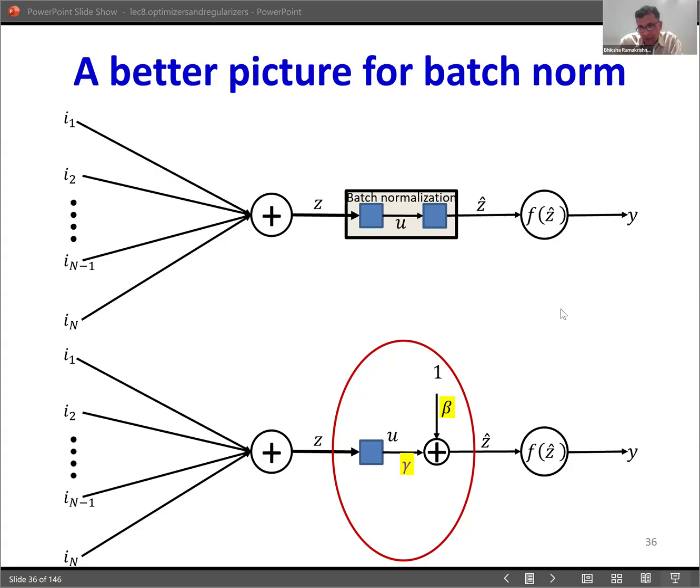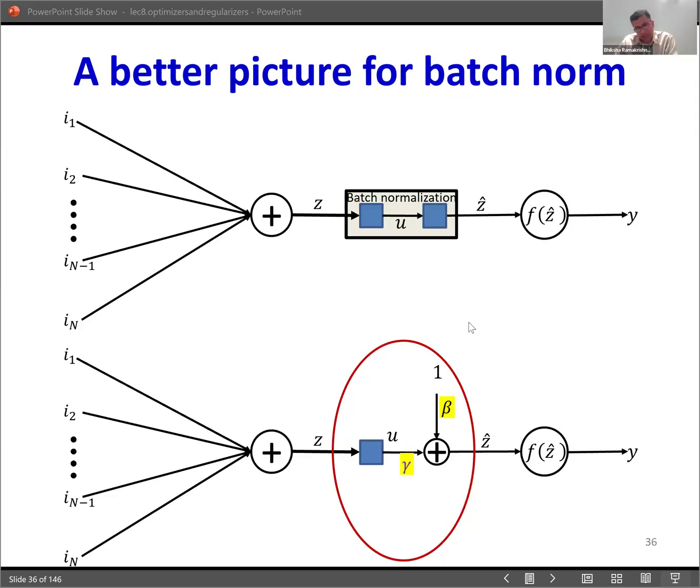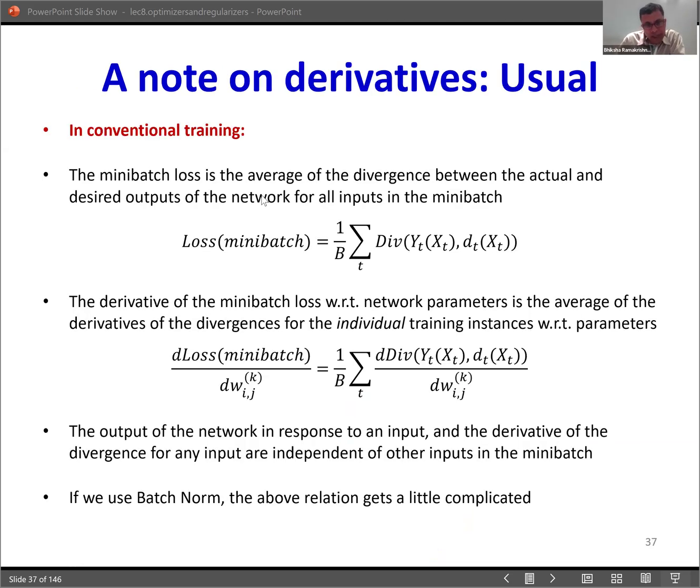Okay. So now this business of batch normalization messes up how you compute derivatives. How so? Look at this. In your standard training, your loss was the average divergence over the mini batch, and the divergence for any instance didn't depend on the other instances, which is why when you computed the derivative of the divergence with respect to any parameter, you could just average the derivatives of the divergences for the individual training instances with respect to that parameter. You could just treat each independent training instance separately.